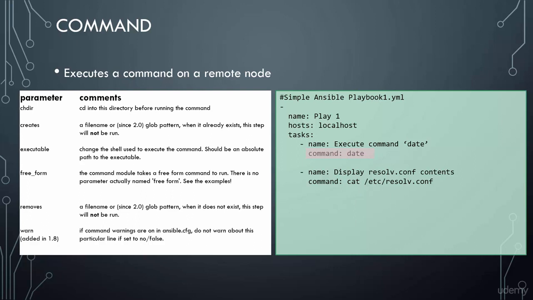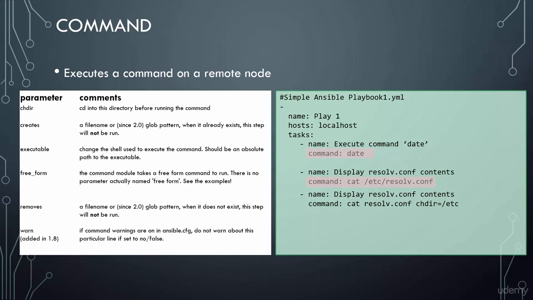In case you needed to change directory before executing a command, for example, I will rewrite the second command in a different form now by removing /etc from the cat command and setting the chdir parameter to /etc. This will ensure that Ansible changes directory to /etc before executing the command. This is how a parameter and value is passed to the command module.